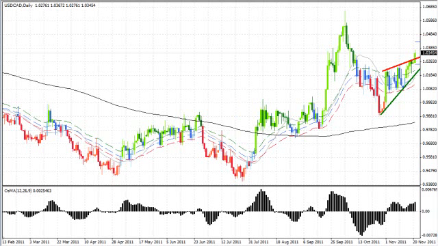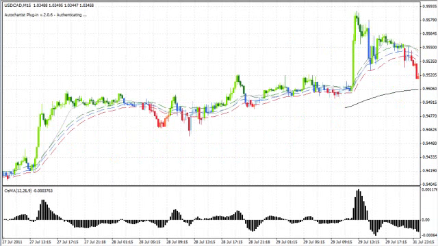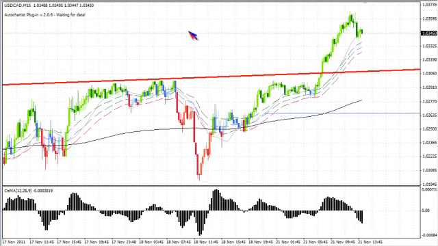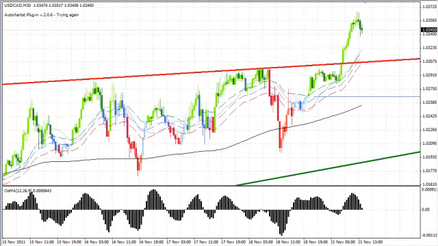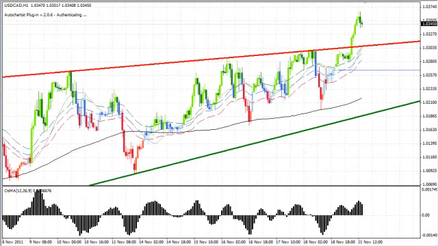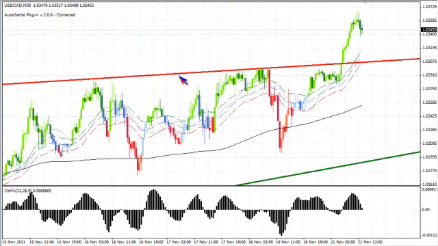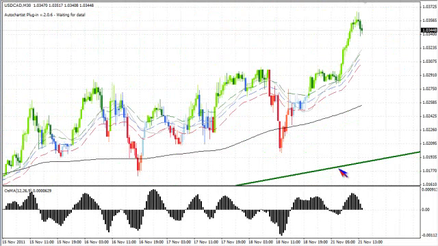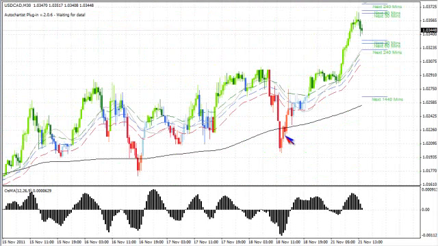Well, for those of you that might have missed the breakout, don't worry about it, because you have alternatives. We have uptrends that have now formed on the 15-minute chart. We have uptrends that have formed on the 30-minute chart. There's even an uptrend on the 60-minute chart. I really like the 30-minute and the 15 as opposed to the 60.